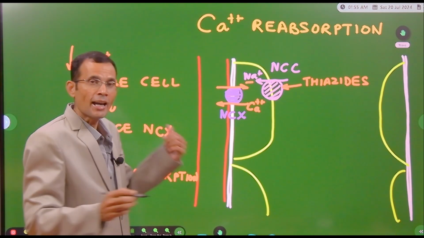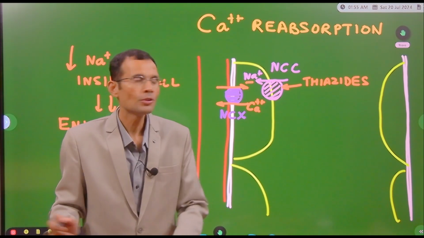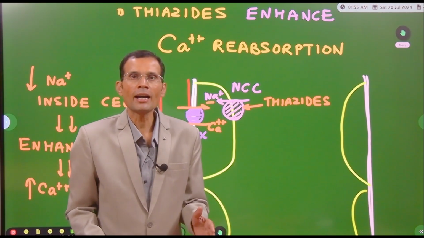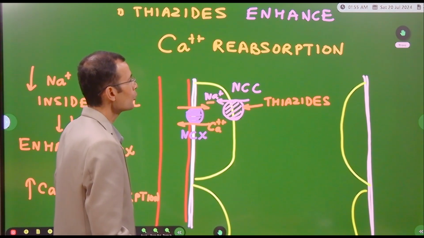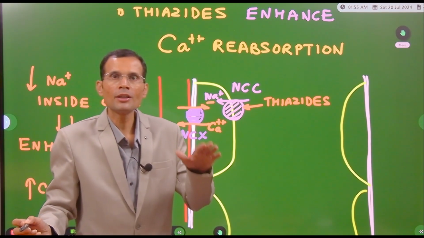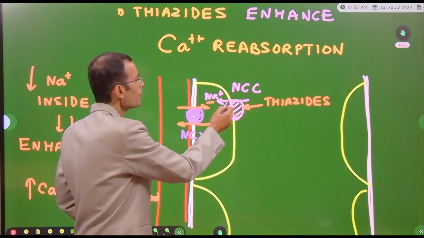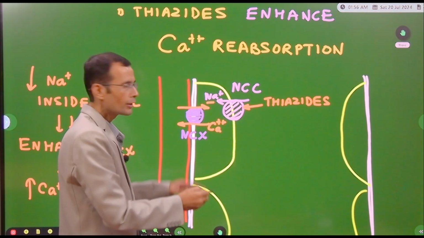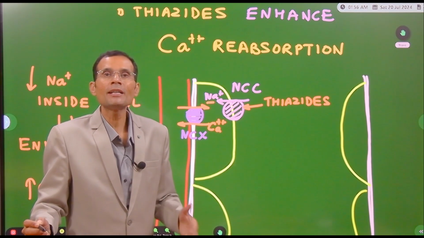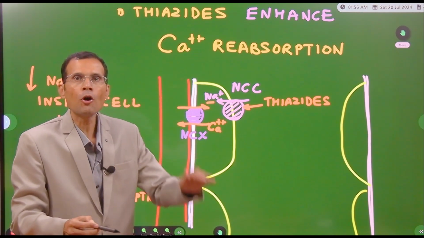However, the thiazides actually enhance the calcium reabsorption. How? Let's check it out here. NCC transporter. Now when you give thiazides, they bind with the NCC transporter, which means sodium chloride reabsorption will decrease. Sodium reabsorption decreases means sodium entry into the lining cell is decreased, which means sodium concentration inside the cell will fall.